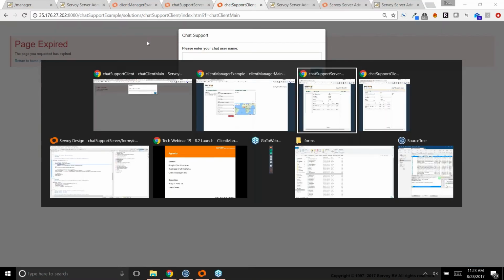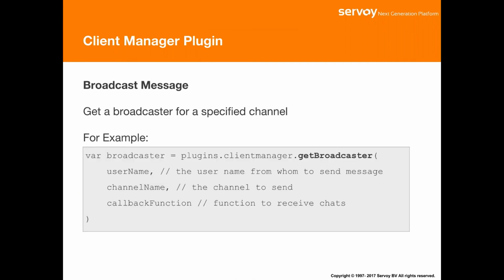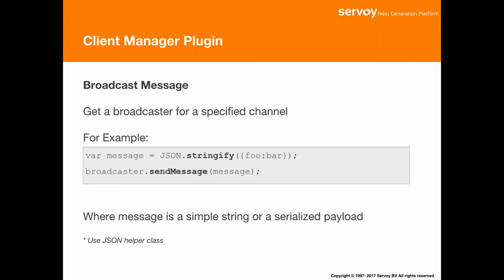I'll just go through quickly and overview what we looked at. So the primary functions of the Client Manager plugin are to broadcast messages on a channel, to listen to messages on a channel, to get the information about connected clients, and with that information you can send messages direct, straight to the UI to those clients, and you can also shut them down remotely. That's pretty much it.